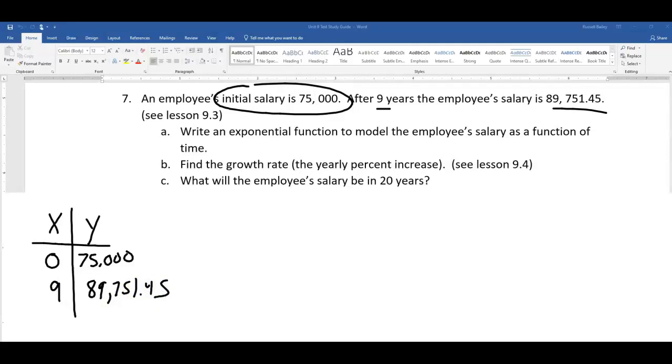It might be good to go ahead, though, and label what these variables mean. X refers to years, because if you sit here, it says 9 years, right? And that's our x value. So x is a year value. Y is the other number, which is money. That's the salary. Okay? So it's helpful in word problems to make sure you know what your variables represent.